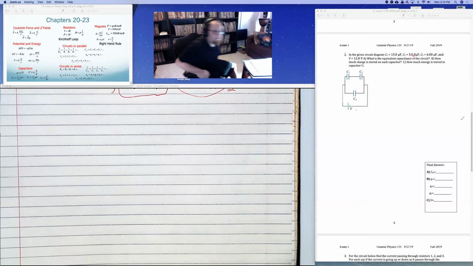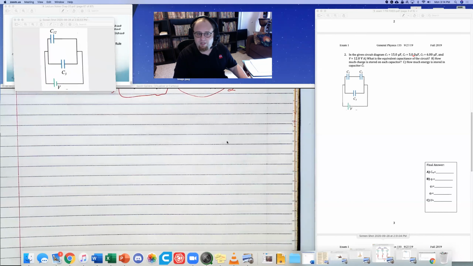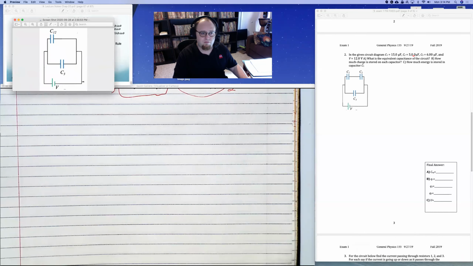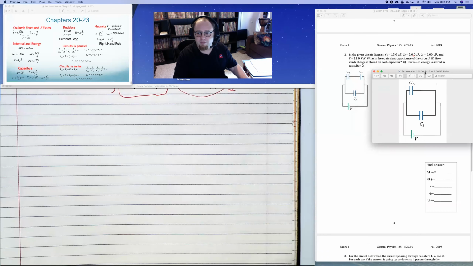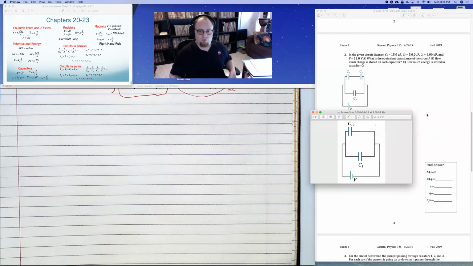If I want to find the equivalent capacitance of the circuit, I'm going to start looking at simplifying it. What I can say is that C1 and C2 are right in line, and they as a unit are in parallel with C3. And so I'll start by putting C1 and C2 together. If I want to put C1 and C2 together, I can claim I have a C12. Now they were in series.